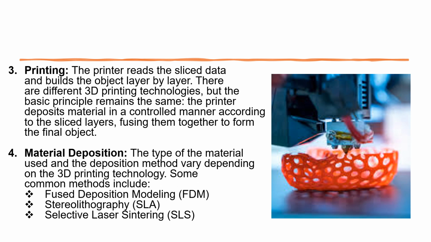Step 3 is printing. The printer reads the sliced data and begins building the object layer by layer. Various 3D printing technologies exist, but they all follow the same basic principle of depositing material layer by layer and fusing them together to form the final object. Step 4, material deposition. The type of material and deposition method used depend on the 3D printing technology. The common methods include fused deposition modeling, FDM, stereolithography, SLA, and selective laser sintering.